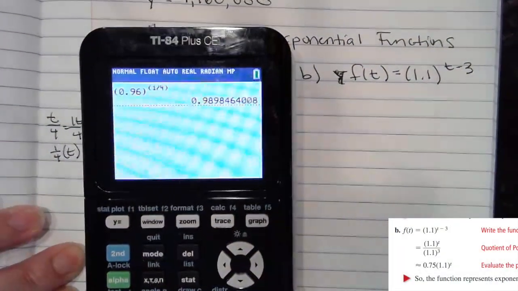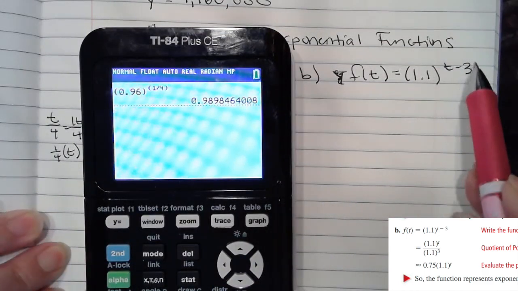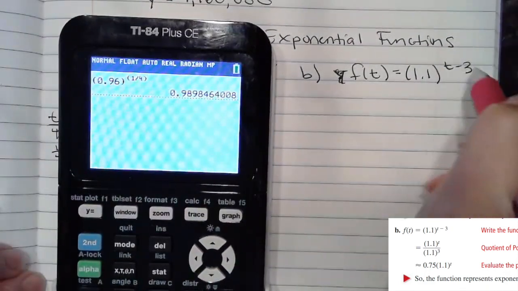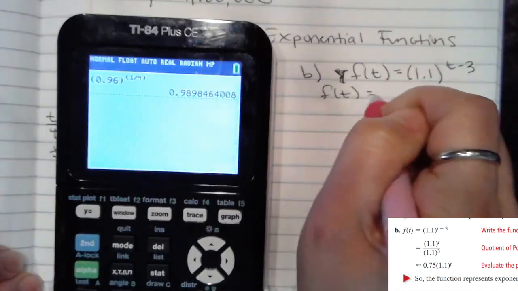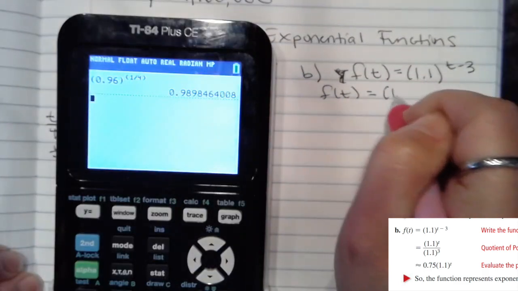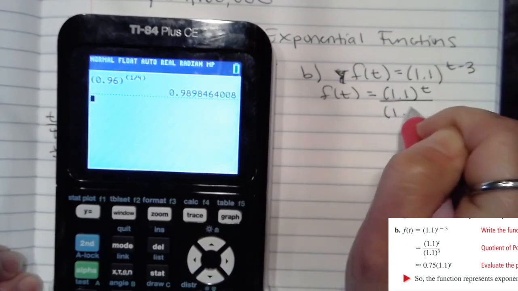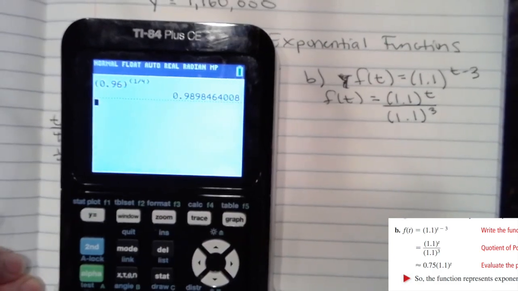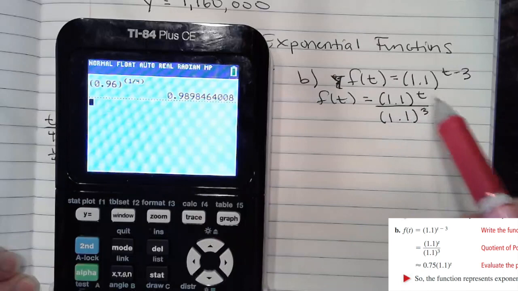Okay, so now let's look at B. This is tricky. Alright, we have this function, and we remember our exponential rules. Move it over a little bit. So remember that when you subtract your exponents, it's really division. So let's rewrite this. f of t equals 1.1 to the t divided by 1.1 cubed. I know that's super tricky. You have to remember that when you subtract the exponents, it's really division.